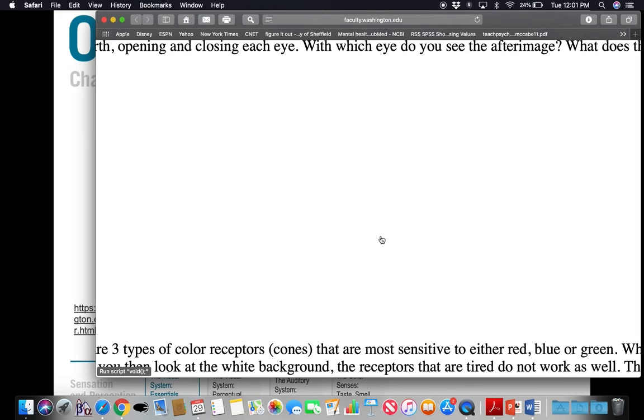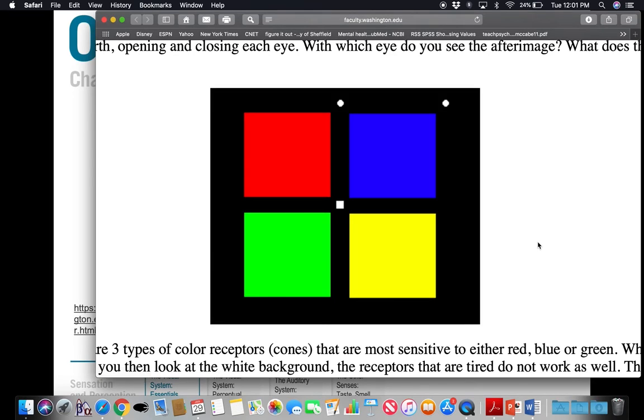Did you see the after images? I hope you were able to see that, because I definitely see it looking at it for a really long time. The red square probably would have produced a green-blue type of after image. The yellow square would have produced a more violet blue type of after image, and so on and so forth.